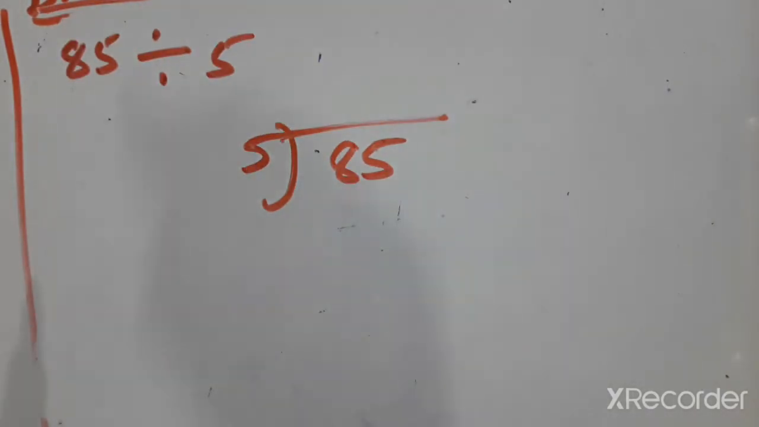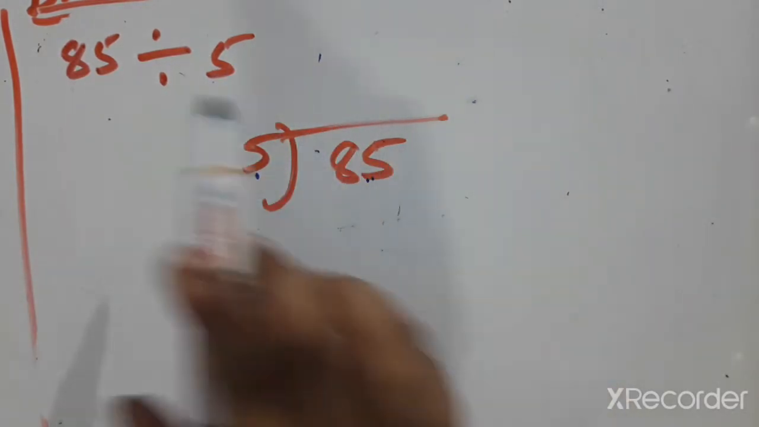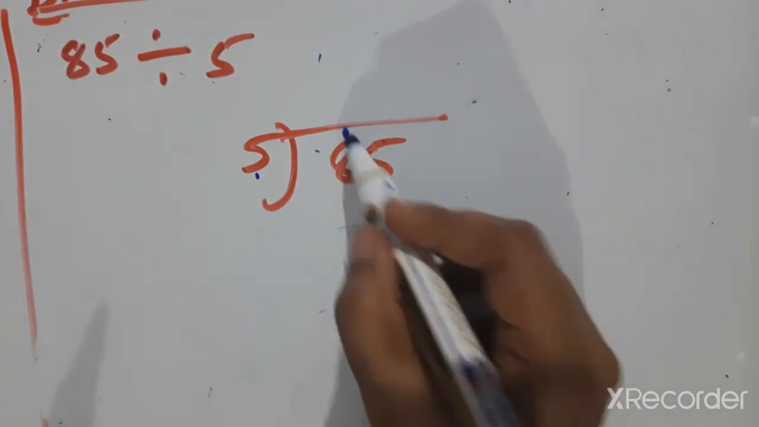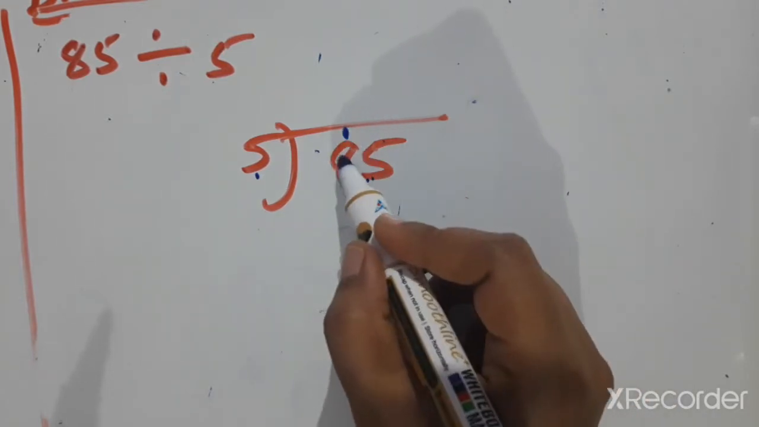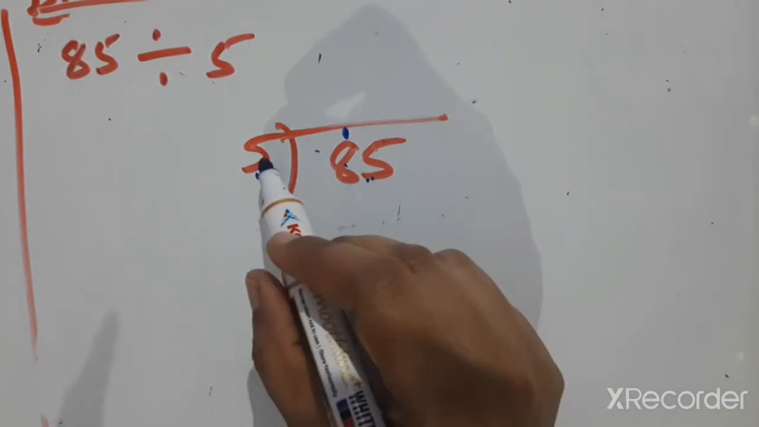Next question, the second one: 85 divided by 5. Here 5 is the divisor and 85 is the dividend. Now we have to find the answer. First check whether one single number, 8, we can consider. Yes, because 8 is greater than the divisor. So we can divide with 5 ones.